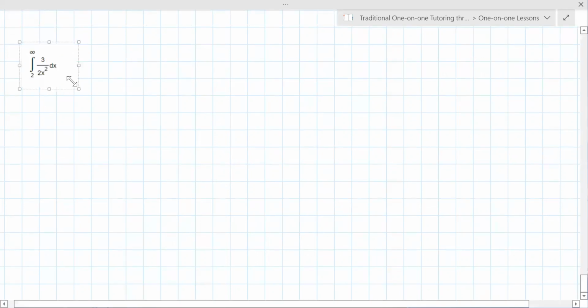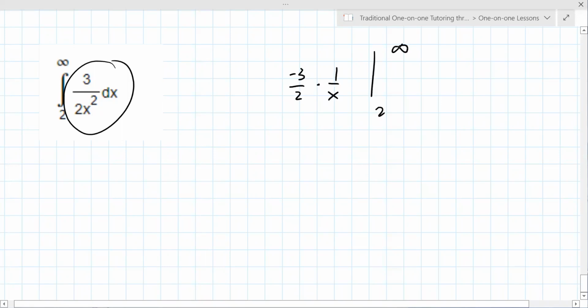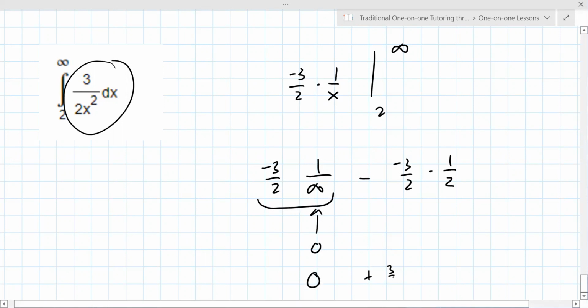Okay, so there's a really formal way to do it, which I'm not going to do. And then there's an informal way, which we're going to do. So the antiderivative of this thing right here ends up being -3/2 times 1/x, and you evaluate it from 2 to infinity. So 1/infinity minus -3/2 times 1/2. So 1/infinity right here is 0, which is not mathematically correct, but that's how we're going to interpret it. So this whole thing on the front becomes 0 because it's 0 times a number, plus 3/2 times 1/2, which is 3/4.